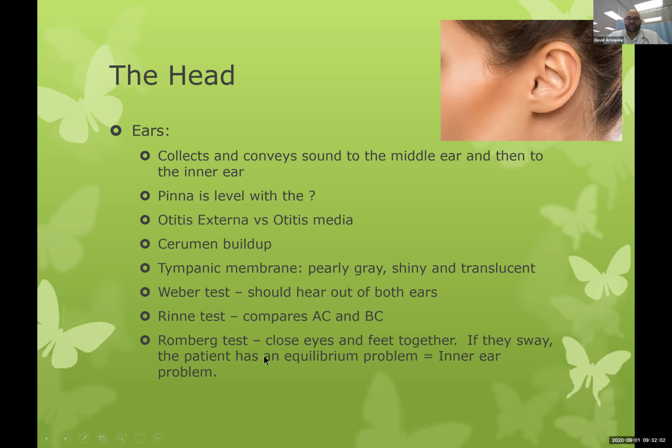And then your Romberg test. My patient is not here anymore, but the Romberg test, when you do it, requires that patient to stand up. Can you guys see me still? I don't have that video up. Can you see me all right?